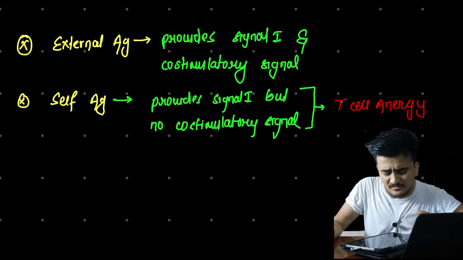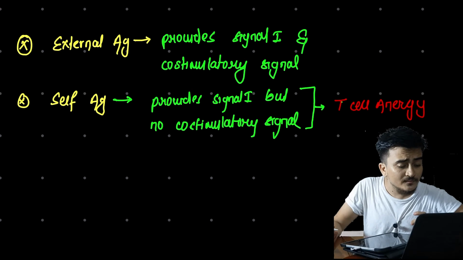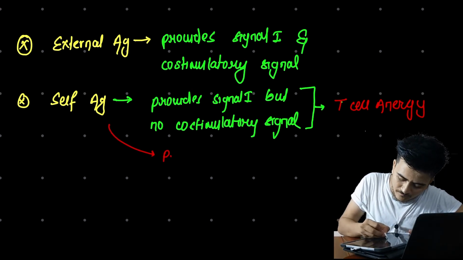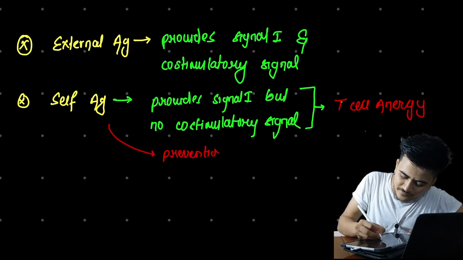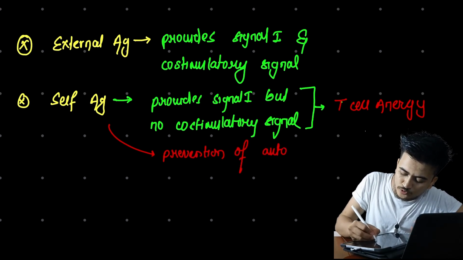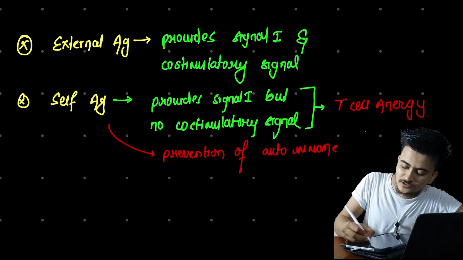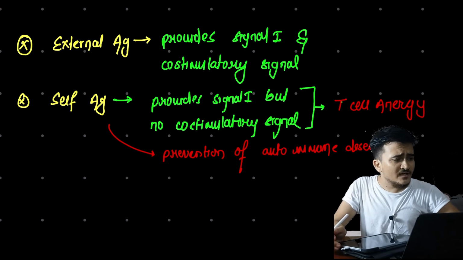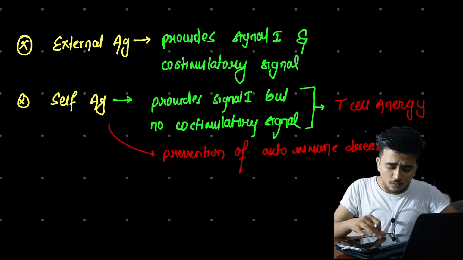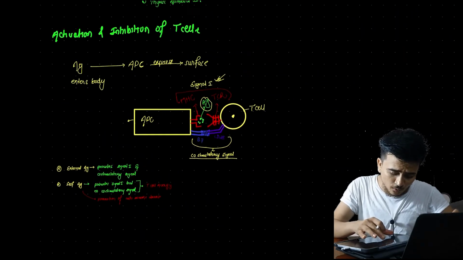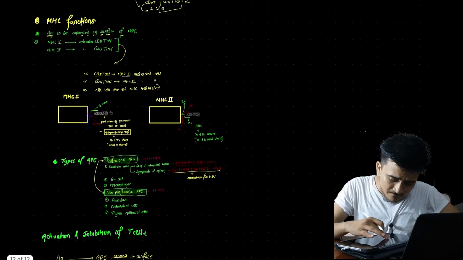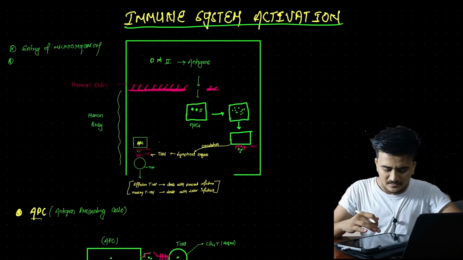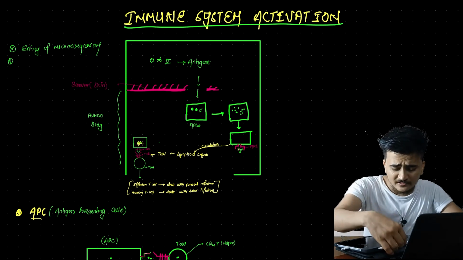Okay, what is the importance of self antigen? It is important because it helps to prevent autoimmune disease. Prevention of autoimmune disease, that's all, right? And this was all about what? This was all about the basics of immune system activation, right?